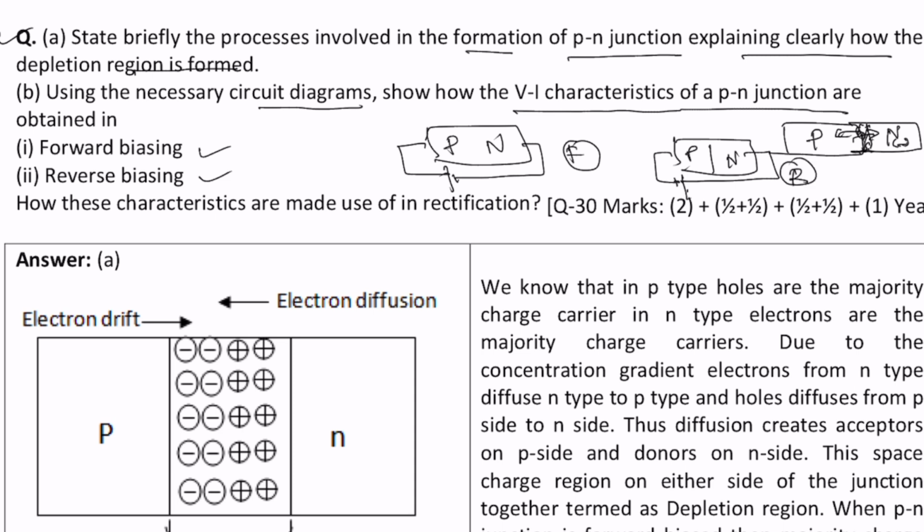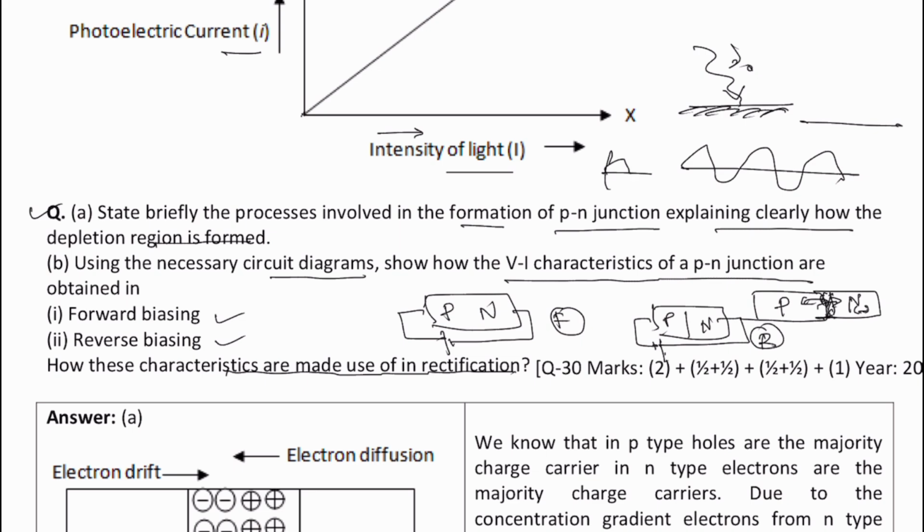So let's understand how these characteristics are made use of in rectification, correct? Because we know that rectification means the process of conversion of AC to DC. AC has this type of signal, DC has a smooth signal. So if you use a single diode, half of the wave gets rectified. We know that the p-n junction allows current flow only when forward biased. If it is reverse biased, then it will not conduct any current in the circuit, correct?